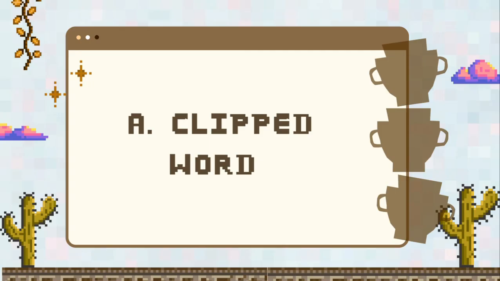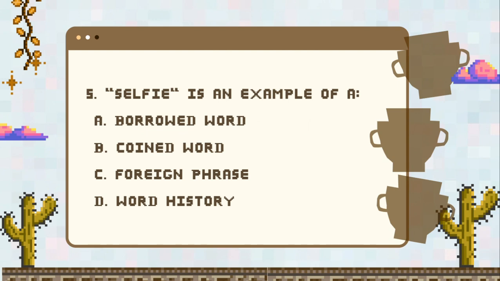The answer is A, clipped word, because it is a shortened form of a longer original word. And the fifth question is: selfie is an example of: A, borrowed word; B, coined word; C, foreign phrase; D, word history.